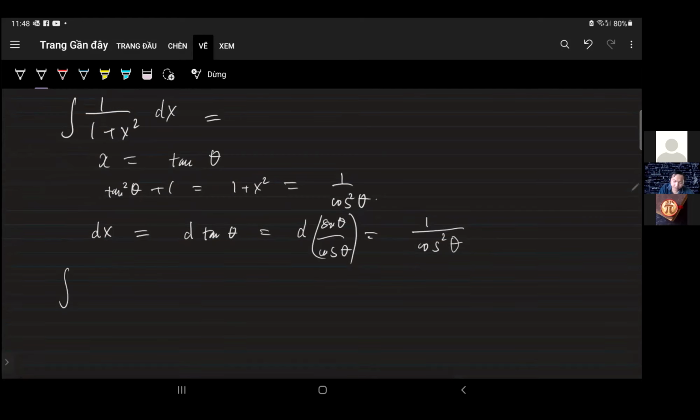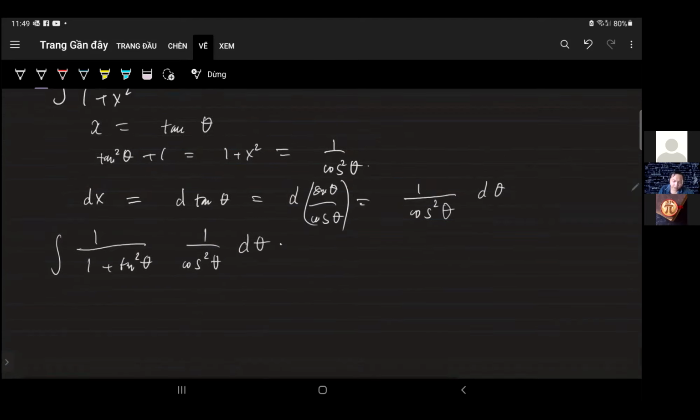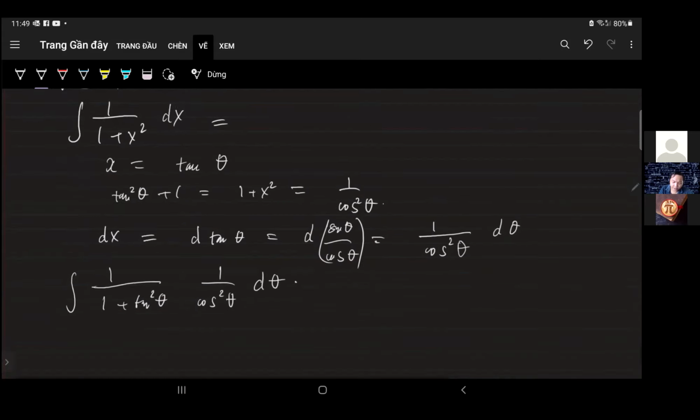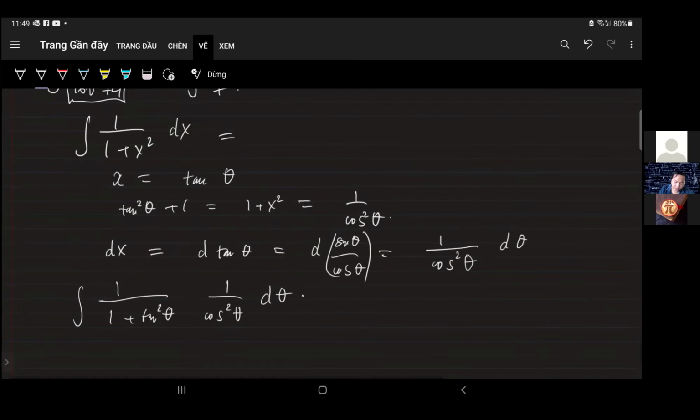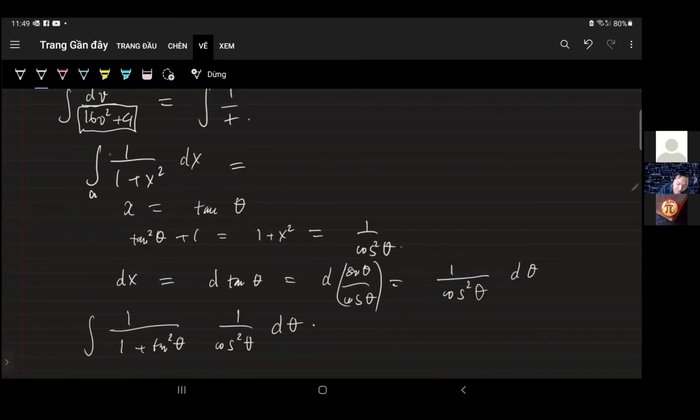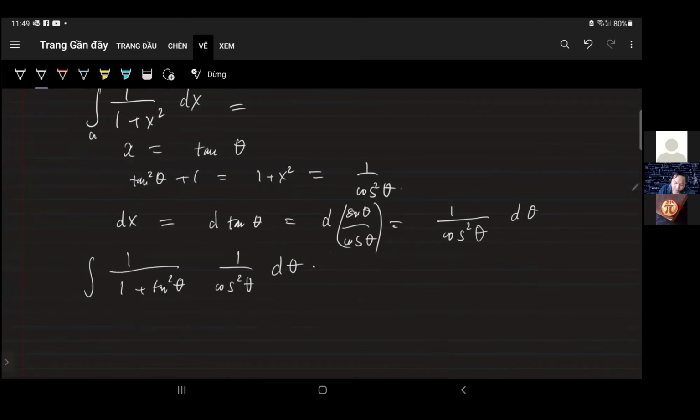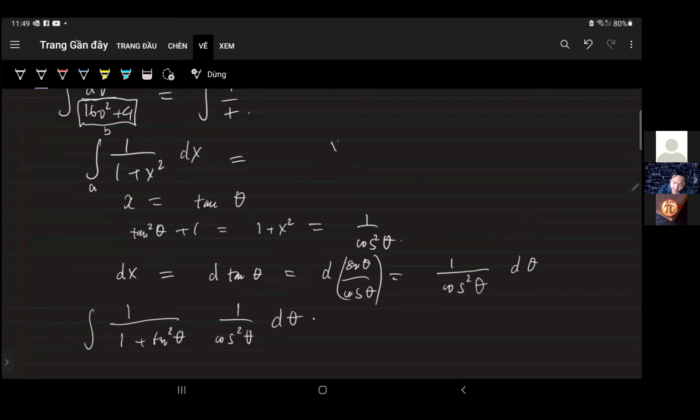We can rewrite the integral above by turning 1 over x into 1 over tangent squared of theta, and dx becomes 1 over cosine squared of theta d theta, right? So for example, I want to do the integral from a to b. Let's say I have to make sure that x equals a.